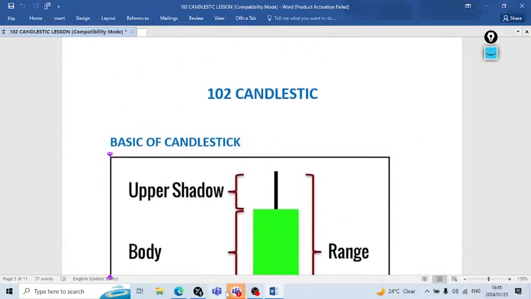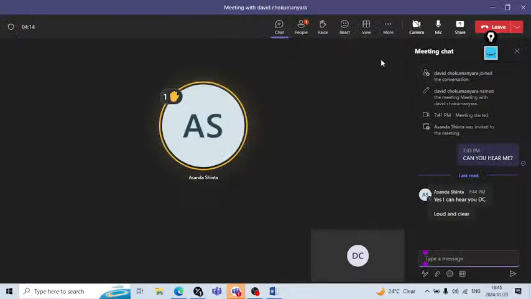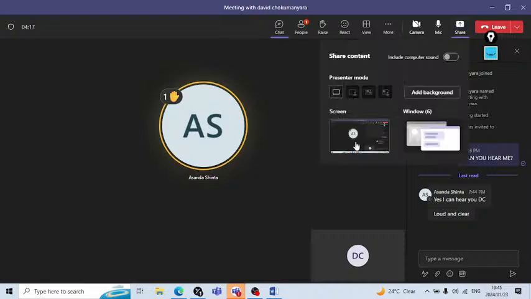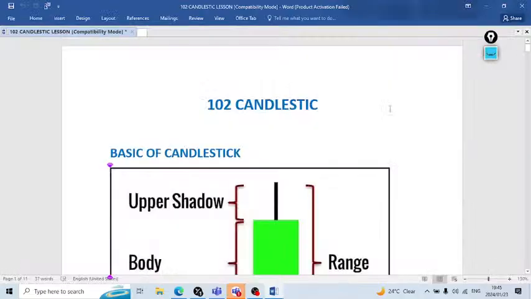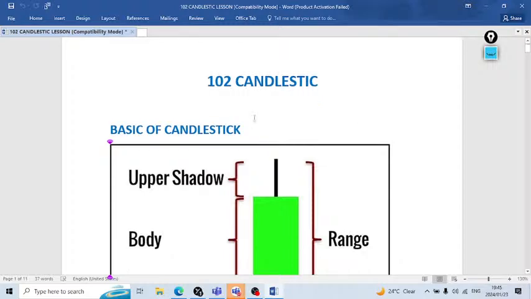Okay, so what I'm going to do is this. I'm going to share my screen so that you can see what we have on the screen. Okay, I hope you can see what I've shared on the screen.